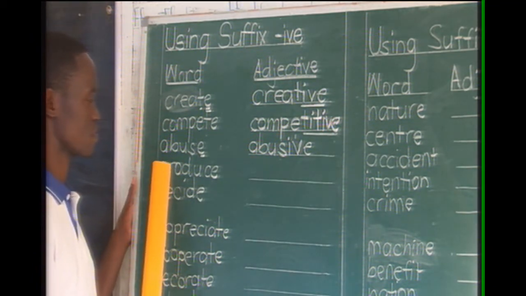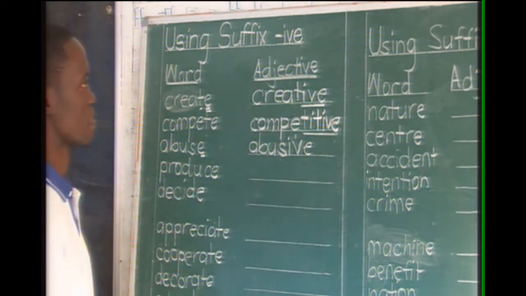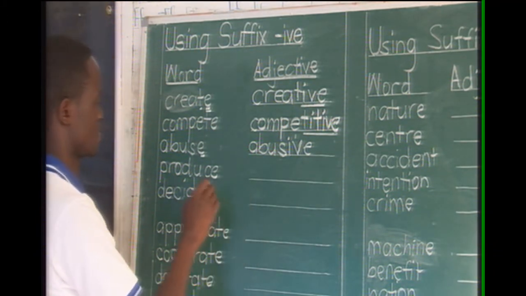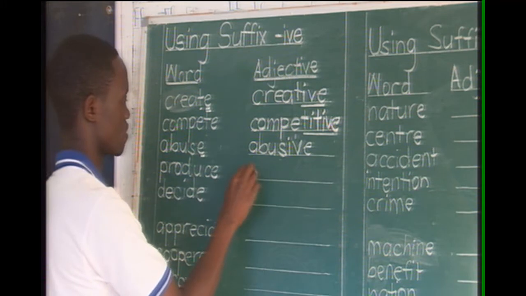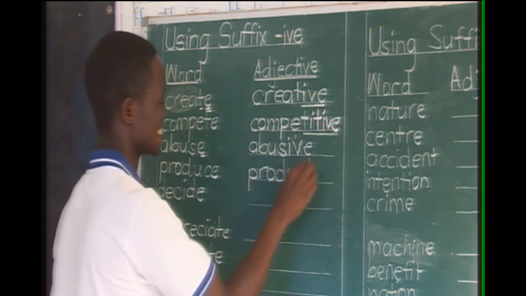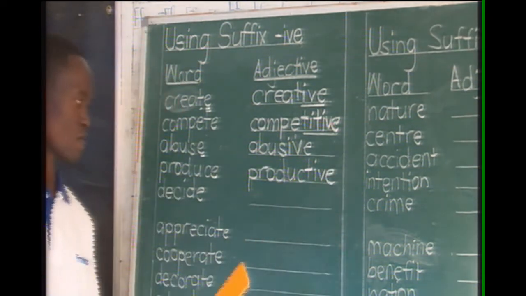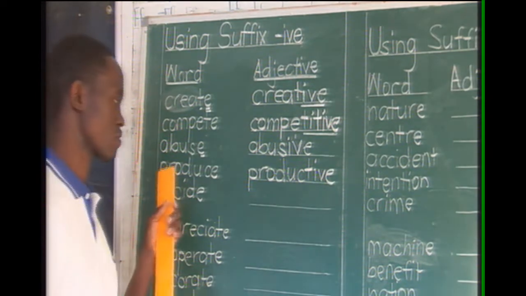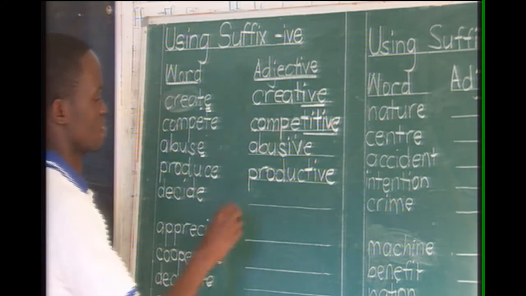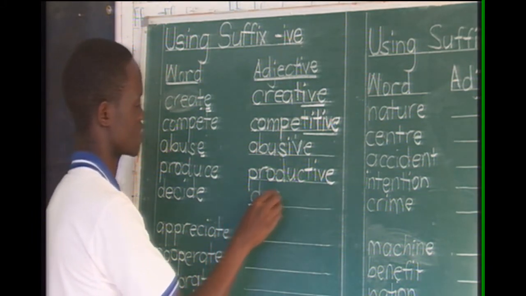We go to produce, which is a verb, and it changes to an adjective by still using IVE. See the changes that happen at the end of produce. PRODUCTIVE. Coming up with the word productive. From produce, productive. Then decide, the answer for the adjective from decide should be decisive.